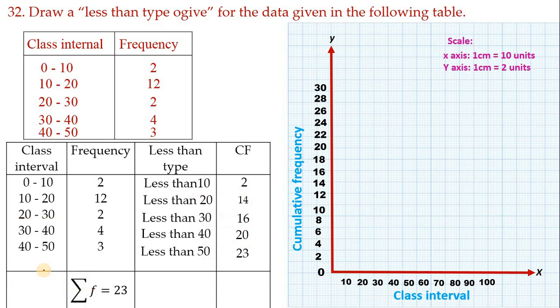So let me show how you will get the graph. It is just like this. This is 10 comma 2, 20 comma 14, 30 comma 16, 40 comma 20 and 50 comma 23. This is the way of joining all the points. Very simple. Prepare the table and draw the graph. Easily you can get 3 marks, children, from OG.